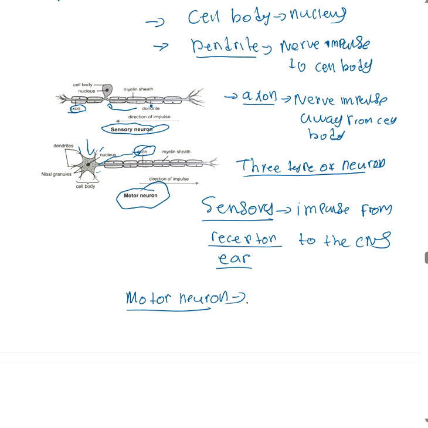The motor neurons send information, impulses, from the central nervous system. Your brain receives the information and has to respond. So they send information from the central nervous system to the effector. Your brain is telling your effector, maybe a muscle, to move, and also your gland to secrete something, maybe your salivary gland. So your brain sends information to the effector through these motor neurons.